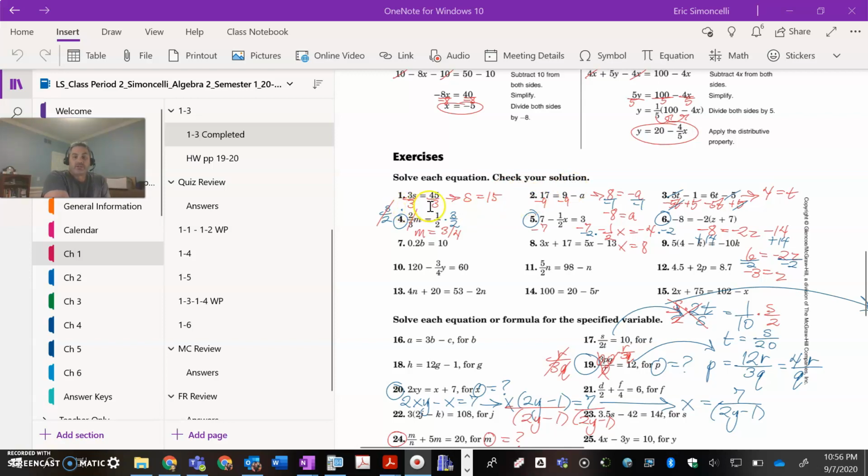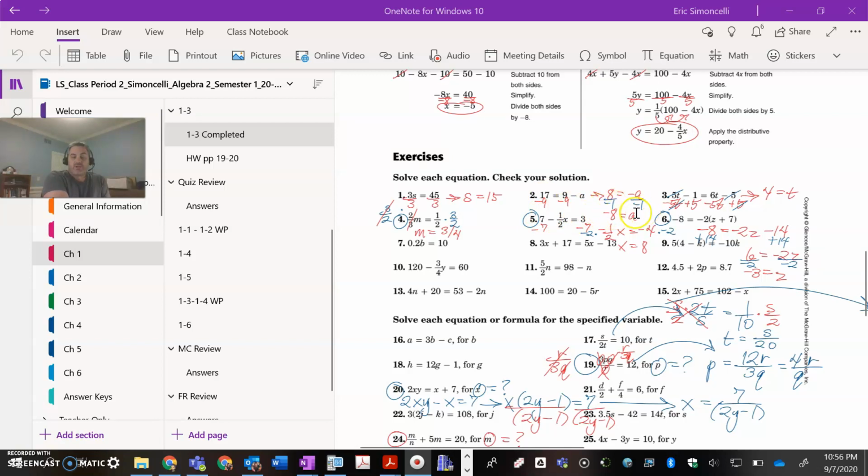Number 1, 3s equals 45. Quick and easy. Divide both sides by 3. 45 thirds, of course, 15. Plug it in. Does it work? It should. S equals 15. Number 2, we're trying to solve for a, so subtract 9. 17 minus 9, so 8.